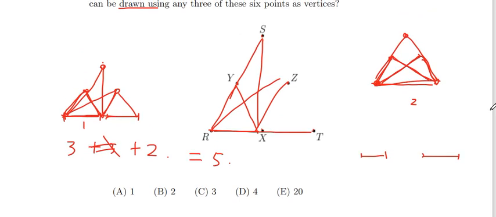Oh, not 5. Let's say this is 1, this is 2, this is 1. So this triangle has sides 1 and 2, and this one has 2 and 1. These 2 triangles are the same. So the answer is 4.